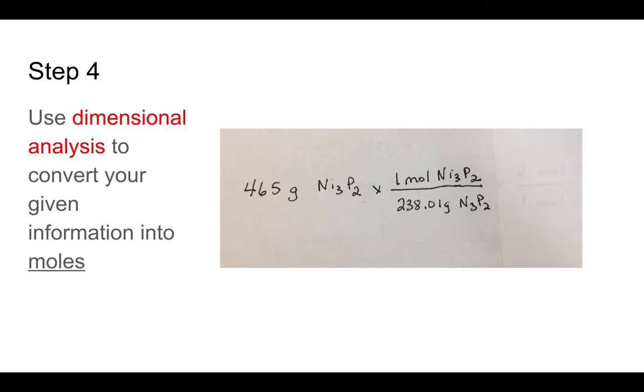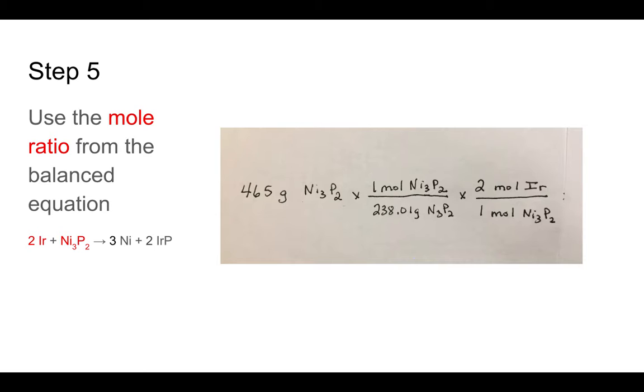Okay, now we're going to start setting up our problem. So we're going to use our dimensional analysis, and I'm going to start with the 465 grams that was given in the problem, and I'm going to convert that to moles. So on the right side you can see I've used a conversion factor, 1 mole of nickel phosphide over 238.01 grams, and that would be the molar mass of nickel phosphide.